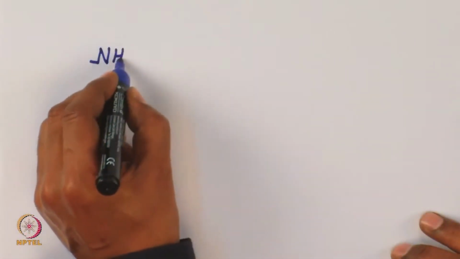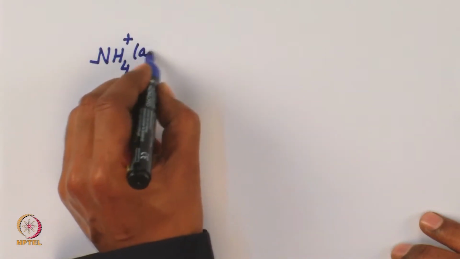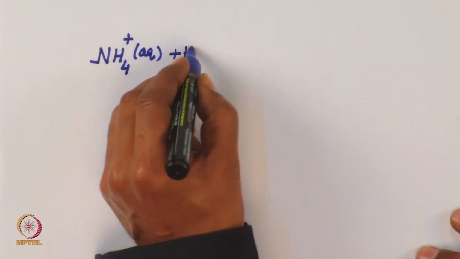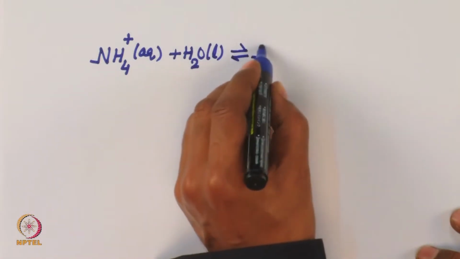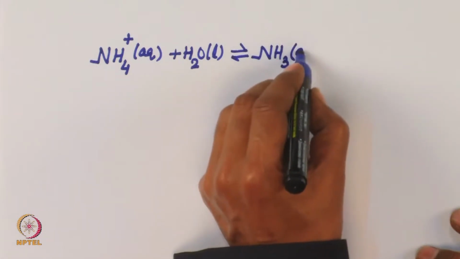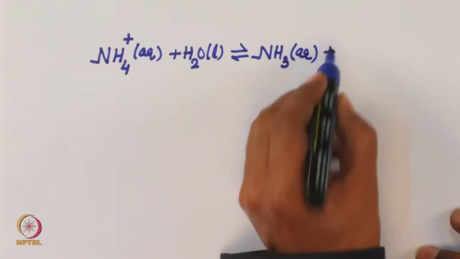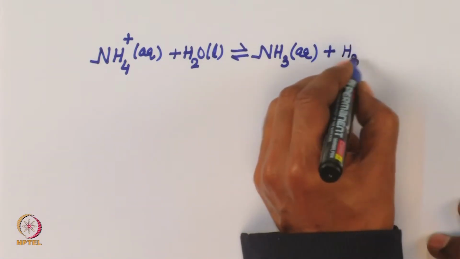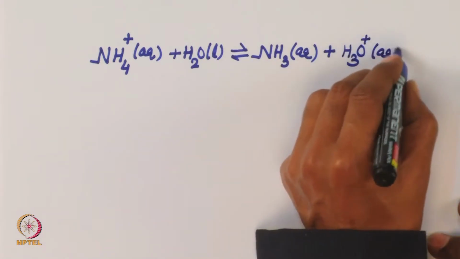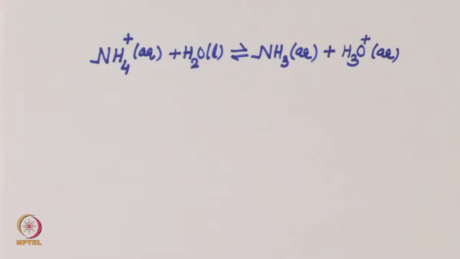What we have is ammonium chloride. Ammonium chloride means we have NH4 plus aqueous, and upon interaction with water it forms NH3 aqueous, plus you have H3O plus. So, this is due to the proton release.